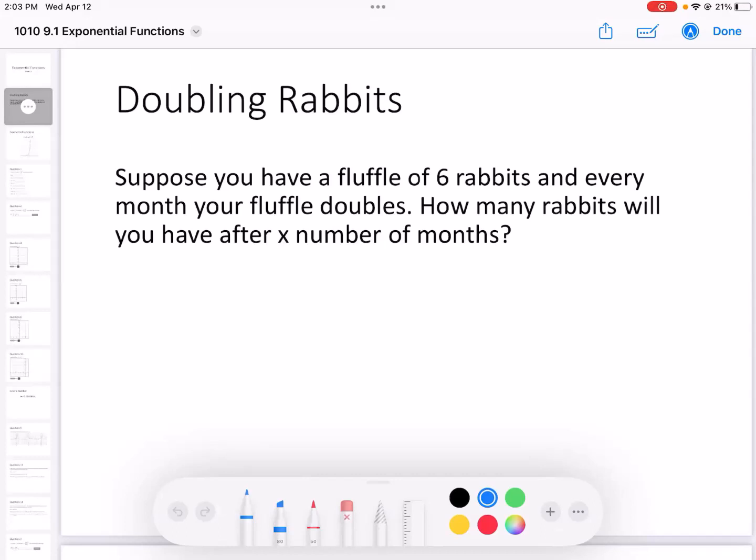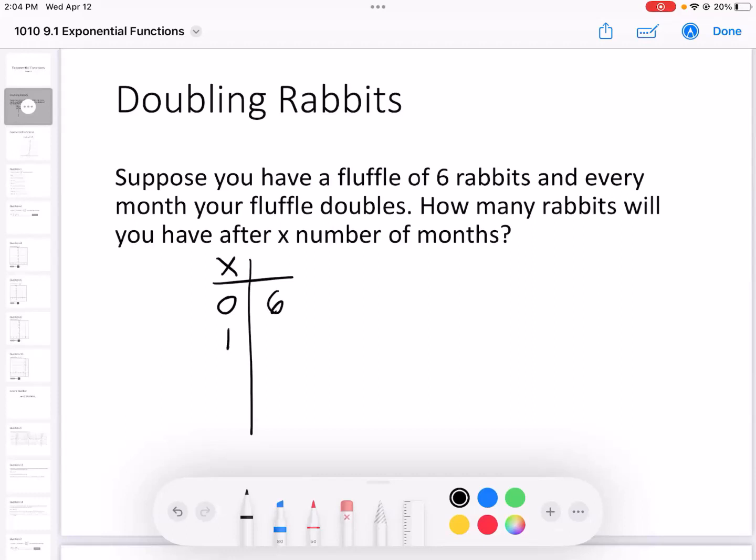So let's say that you have a fluffle of 6 rabbits, and every month your fluffle doubles because rabbits reproduce really quickly. I don't know if they reproduce that quickly, but we're just going to say that they do. If we wanted to describe how many rabbits we would have after X number of months, that would be an exponential function. Let's look at this for a couple different values of X. If X is 0, so after 0 months, that's just when we're starting. So we would have 6 rabbits after 0 months.